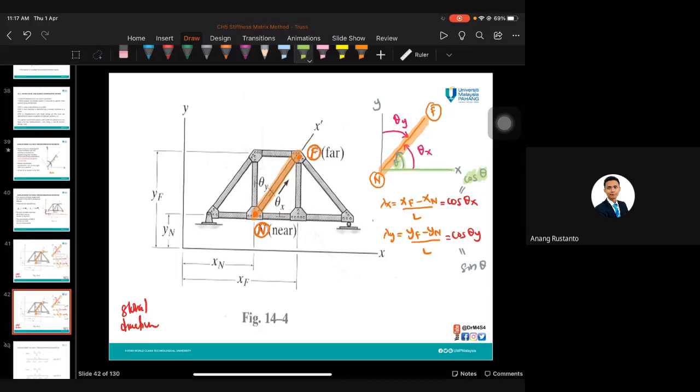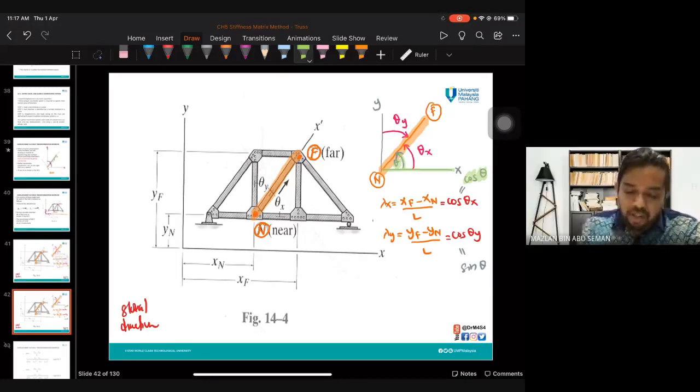For the near and far, we need to start from where? Okay, near and far, you take your global direction here, right? So this one coordinate is 0. So this one is near. Take for this example, this member. Certainly from the global direction, this is near, this is far.